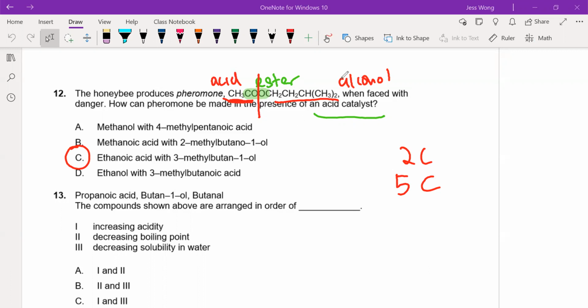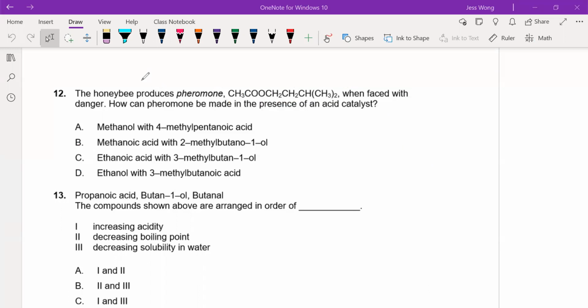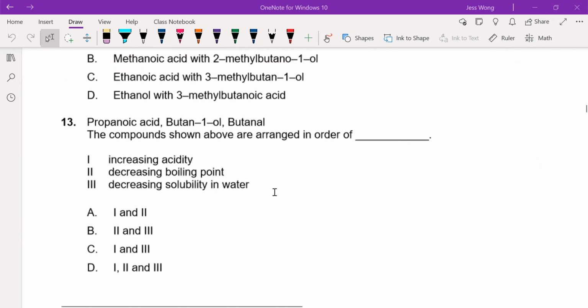Now, next one, propanoic acid, butanol and butanal. The compounds are arranged in terms of increasing acidity. So when we say increasing acidity, this is the lowest, this is the highest, right? Cannot be, right? So it's not an increasing acidity. Decreasing boiling point, yes, because in propanoic acid, the type of intermolecular force is hydrogen bond, and butanol is also hydrogen bond, and in butanal, the type of intermolecular force is PD-PD.